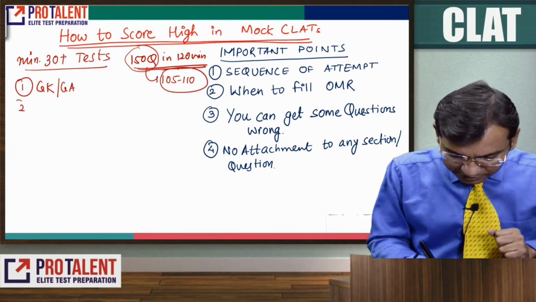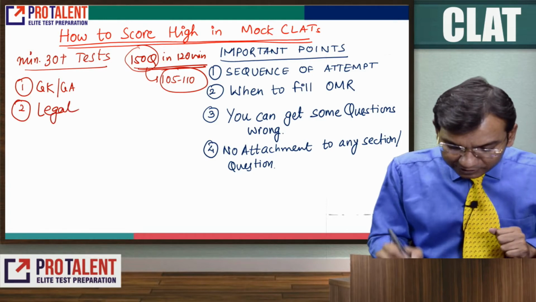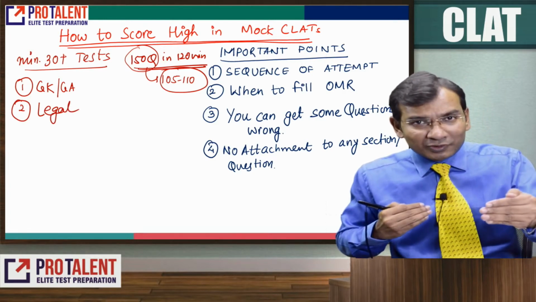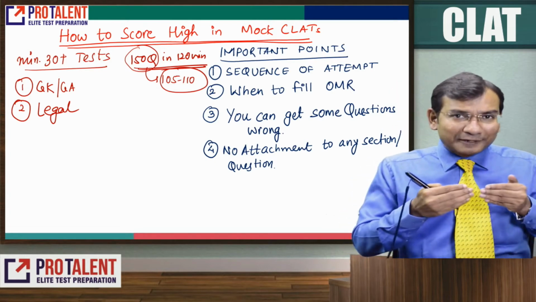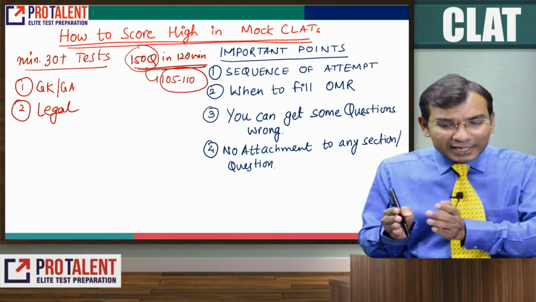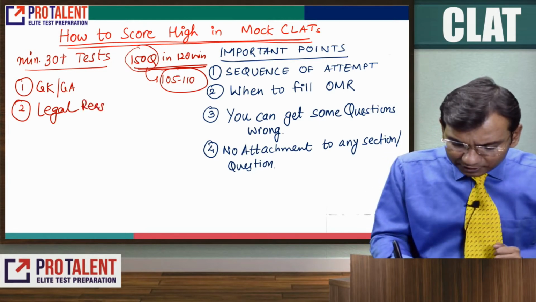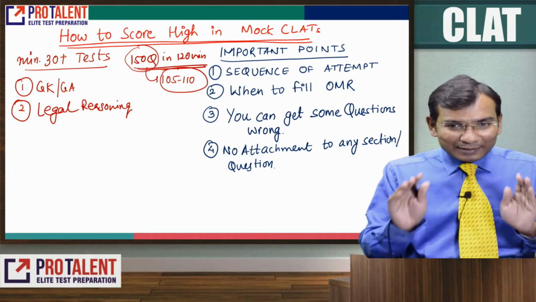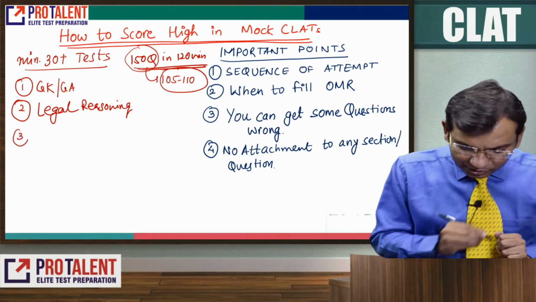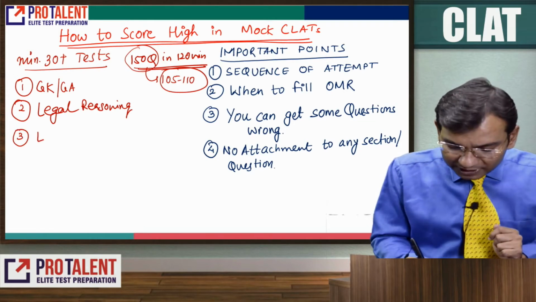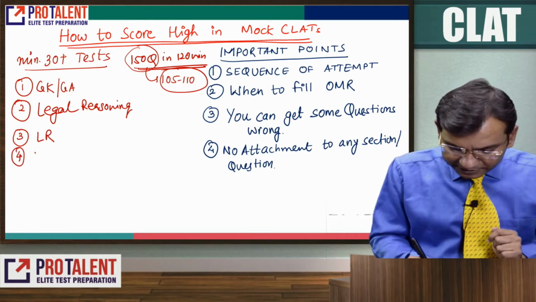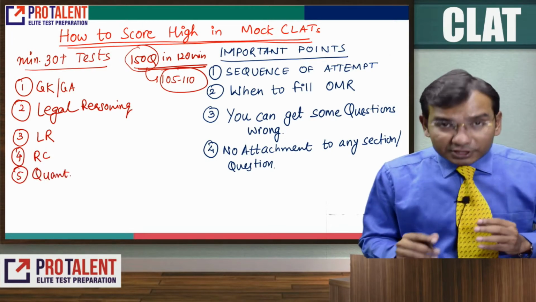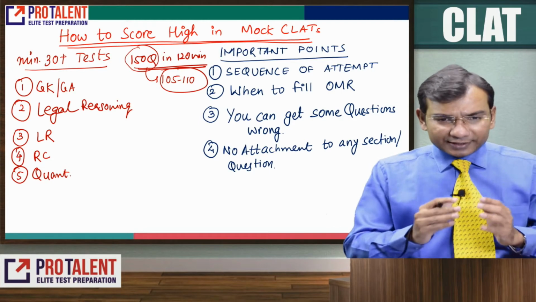Number 2, then I will go for the legal part. Why legal? Because I will have a similar thought process which was going on in my GK. Whatever current affairs I was reading is mostly connected to my legal reasoning part. So that is the second thing I will be doing. Rest assured, I am going to discuss the timeline as well. Then the third thing I will take would be possibly LR. The fourth thing I will pick up would be RC, and the last thing would be quantitative techniques. This is what I'm going to get into. Okay, this is my sequence.